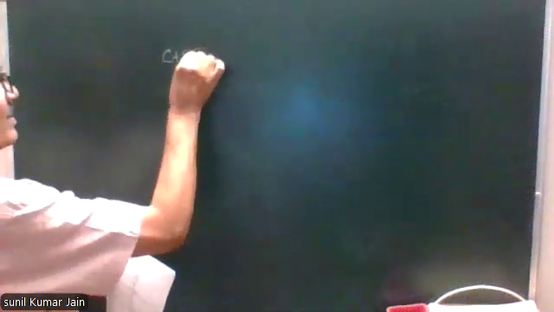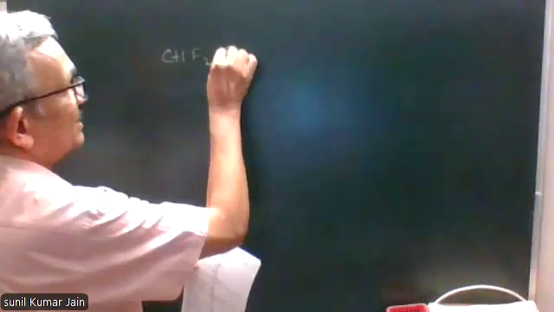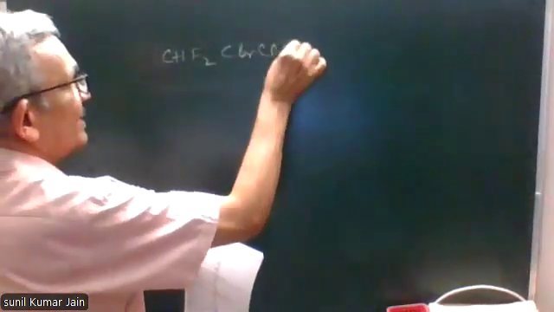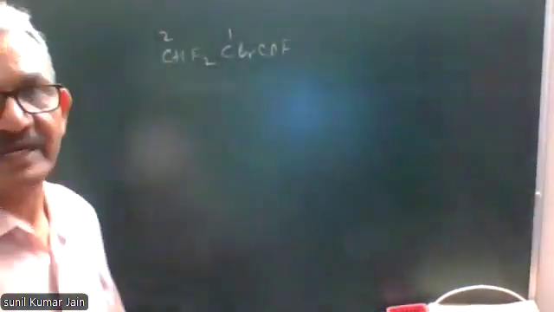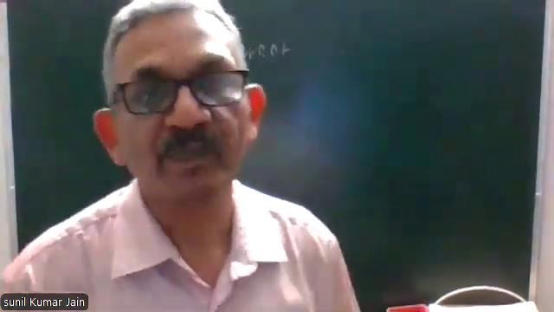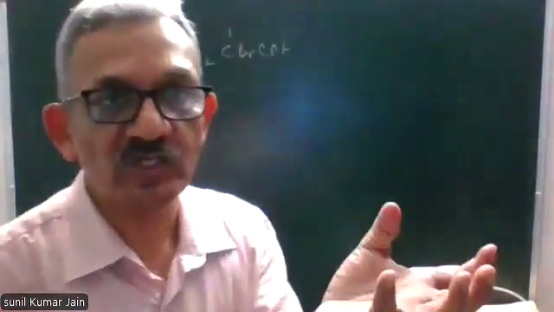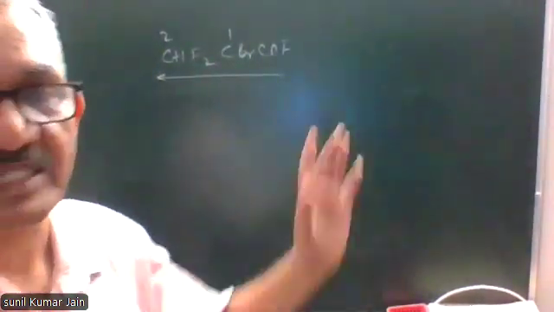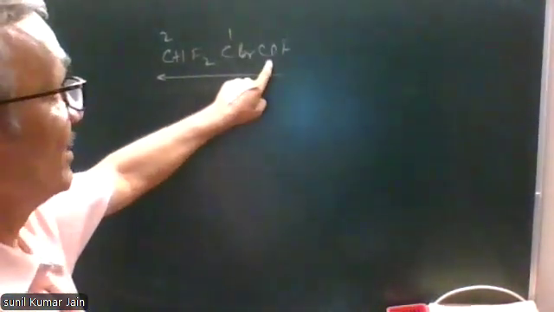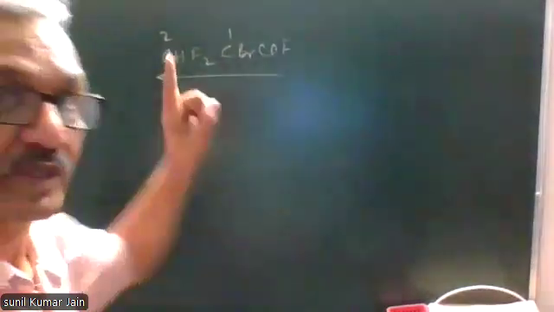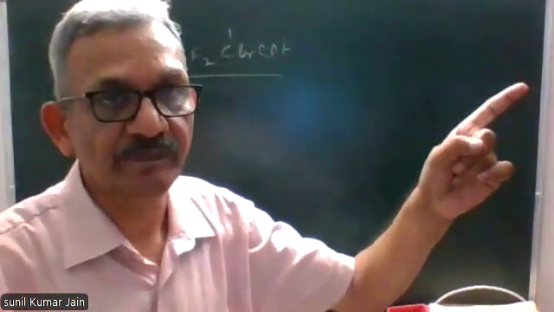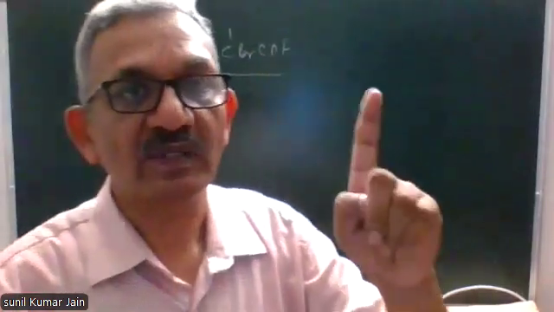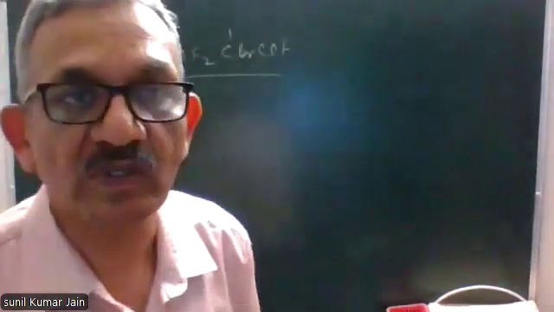CHF2, CBrClF. These are two carbon atoms, that is, it's a derivative of ethane. And on the basis of lowest locant rule, if you remember, I told you, this will be the direction of counting. Alphabetically, this will be named as 1-bromo-1-chloro-1,2,2,2-trifluoroethane. I'll repeat, 1-bromo-1-chloro-1,2,2,2-trifluoroethane. And we cannot classify it because there are more than one halogen atoms.